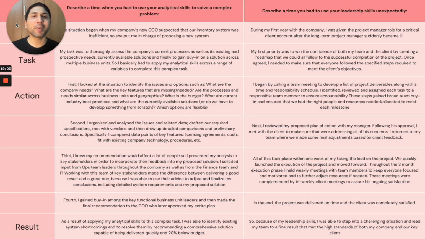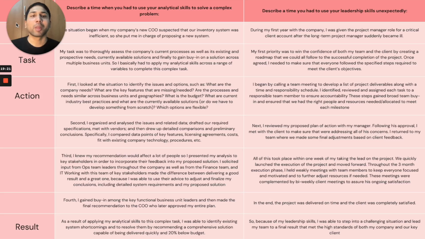So let's see. During my first year with the company, this basically is talking about a company. I was given the project manager role for a critical client account after the long-term project manager suddenly became ill. So this is definitely an unexpected situation where you had to play the manager's role.